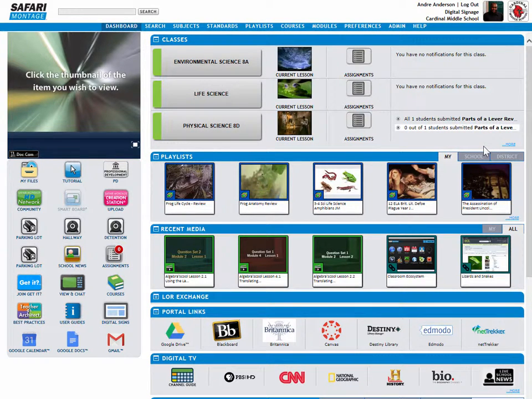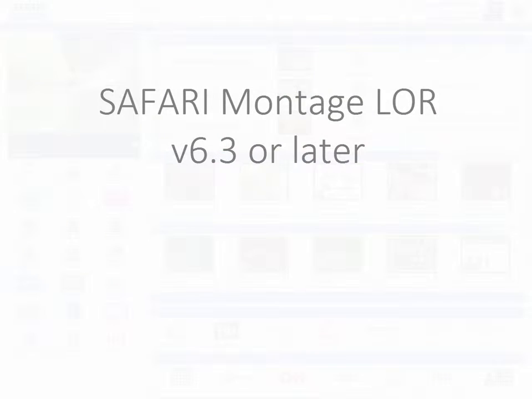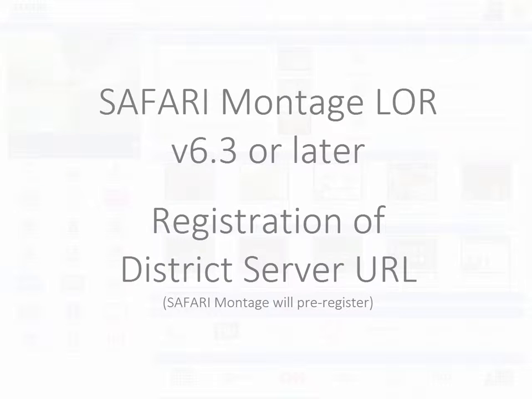Okay, here's a quick look for system administrators on how to set up Google integration in SAFARI Montage. First, I want to note that Google integration is available with the SAFARI Montage Lure license version 6.3, and it requires that SAFARI Montage register the district server URL, and SAFARI Montage tech support staff will set up that URL in advance, so there's nothing required on your part.